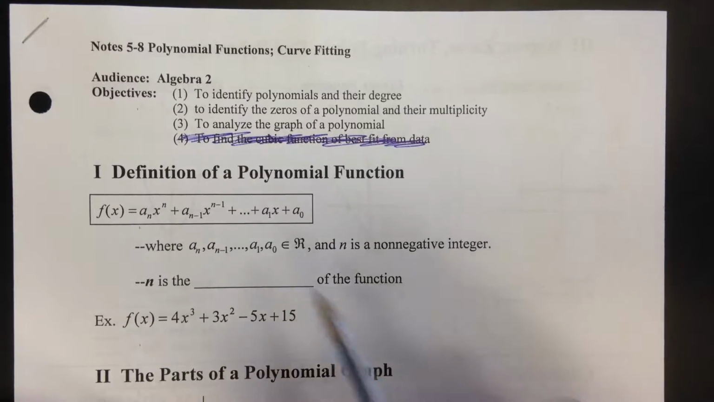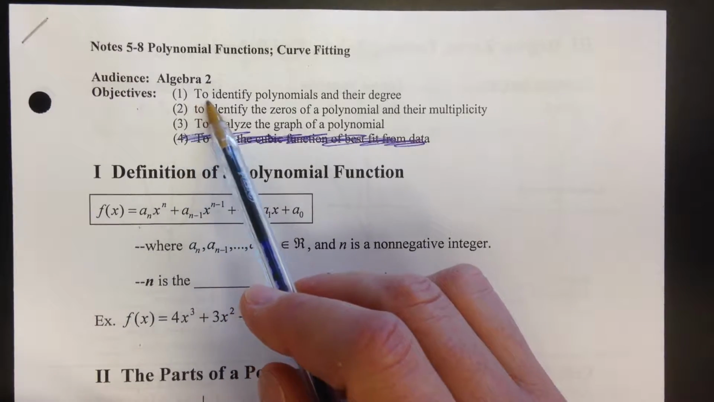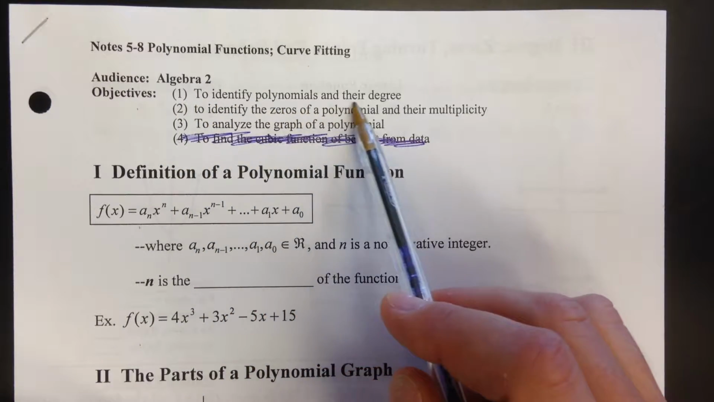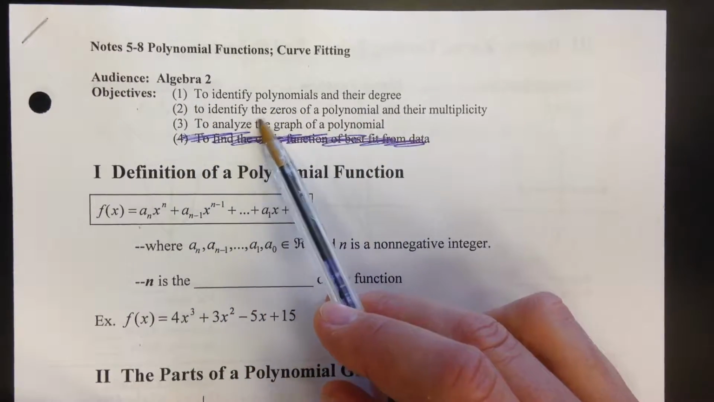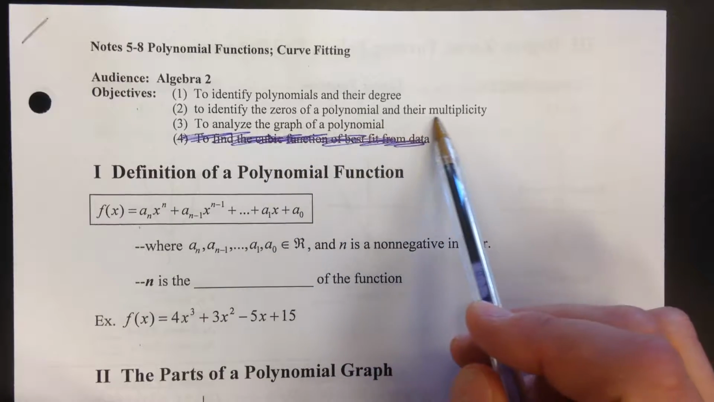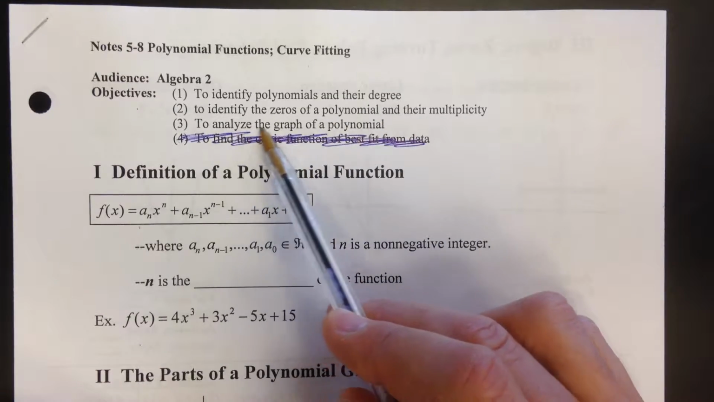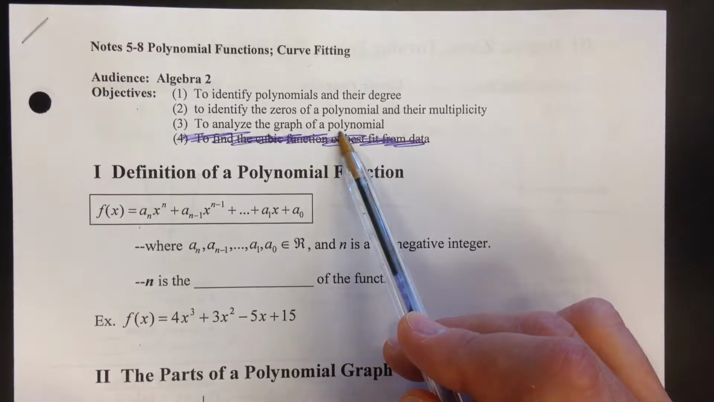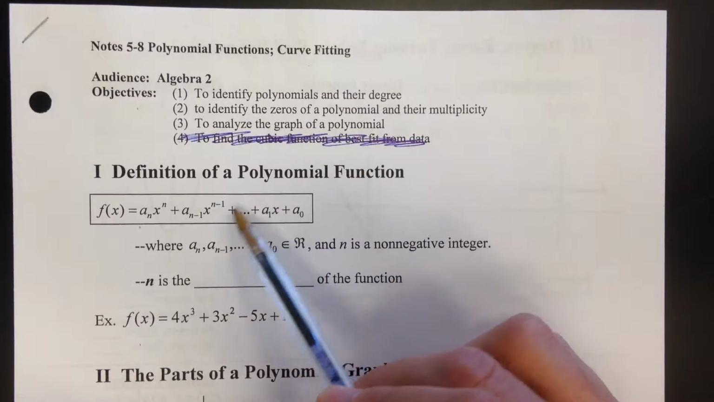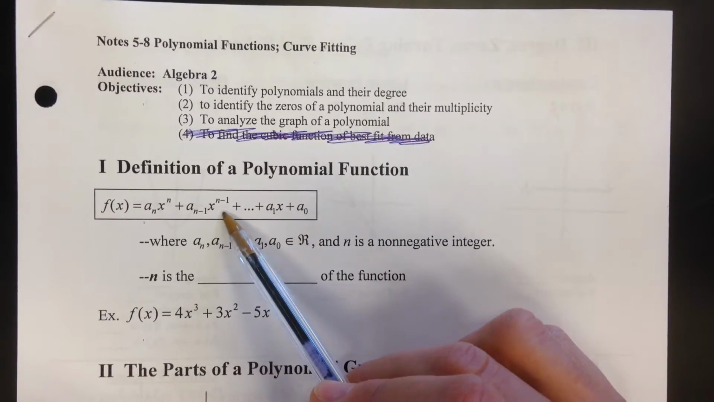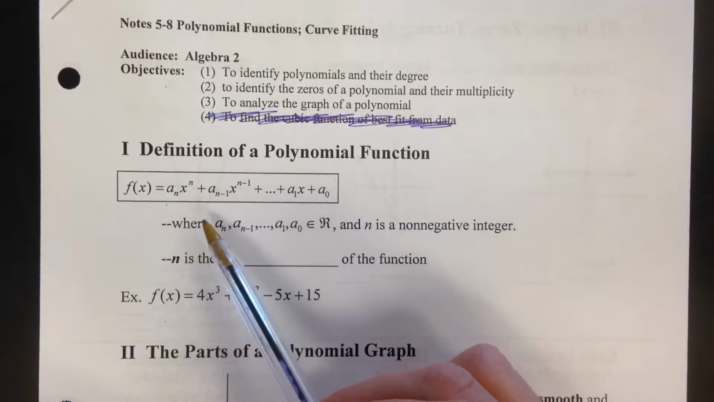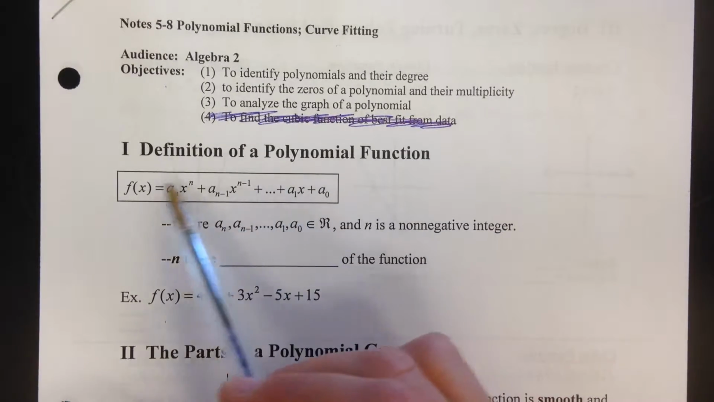Okay, so we've got a couple things we're going to do here. Our objectives today are to identify polynomials and their degree, to identify the zeros of a polynomial and their multiplicity, and then to analyze the graph of a polynomial function. So the first thing we're going to start with is the definition of a polynomial function. So what does it mean to be a polynomial function?